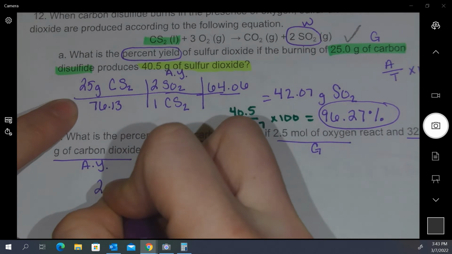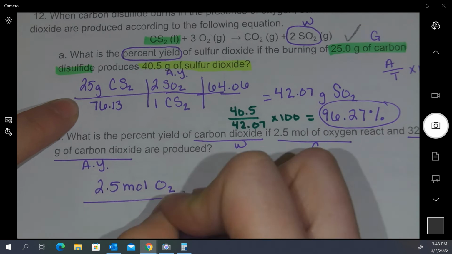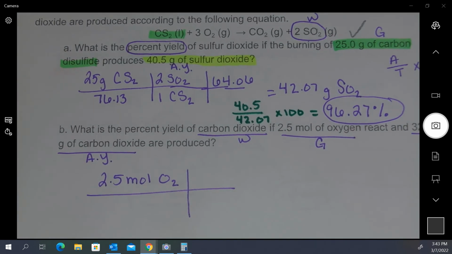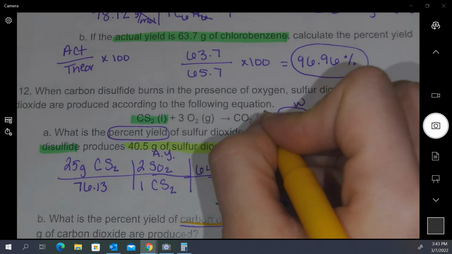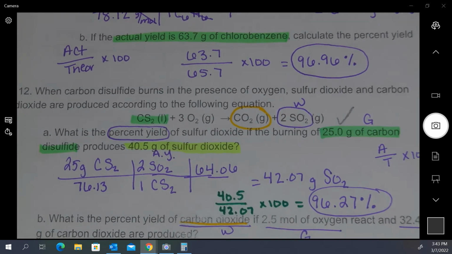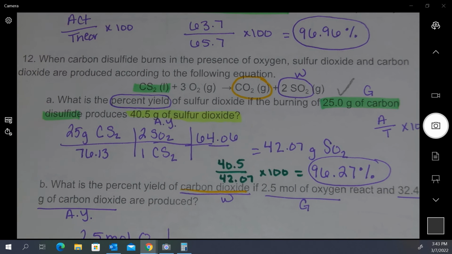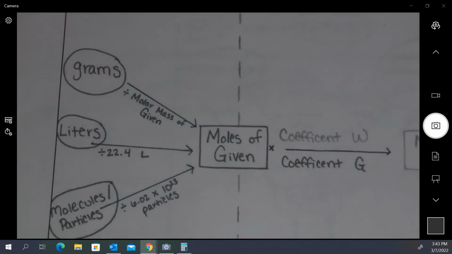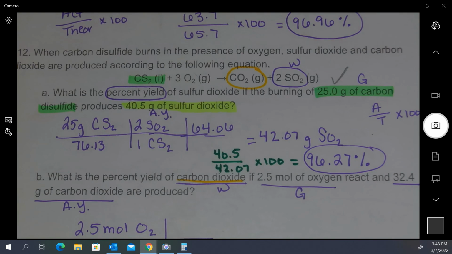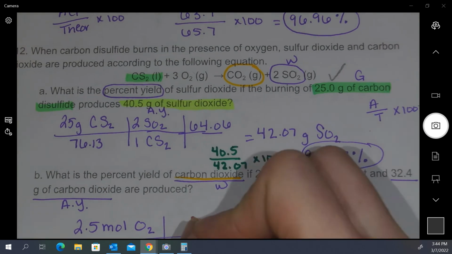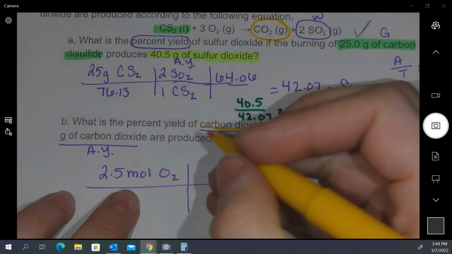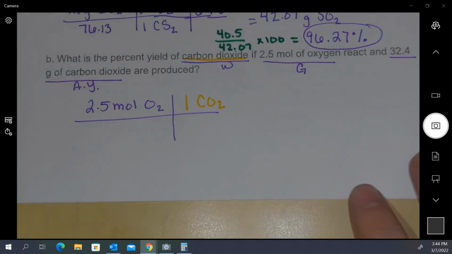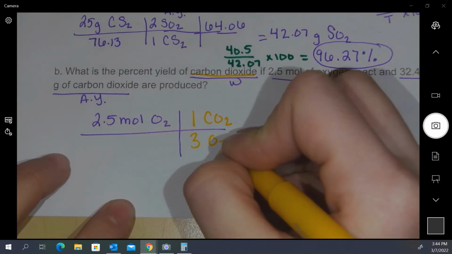So we're going to do the same thing we did up here, but just with these different numbers. So 2.5 moles of oxygen. I'm trying to solve for carbon dioxide. So in this instance, carbon dioxide is CO2 right here. I'm starting with moles. Does anything go underneath moles when I start with moles? No, we just let it be and we move on to the middle. So I'm going to put my coefficient of CO2 in front of that. What's my coefficient for CO2? 1. And my coefficient for O2? 3. Very good.